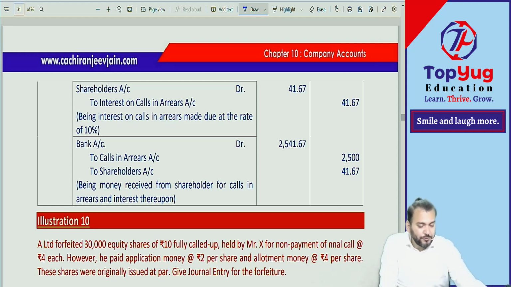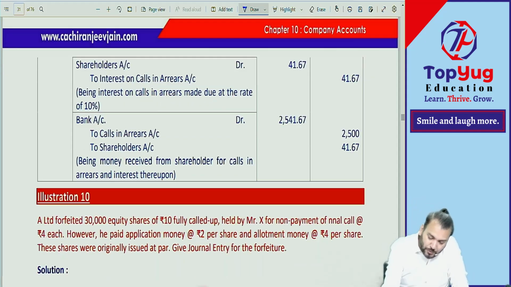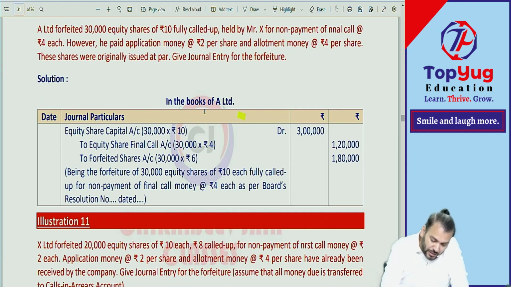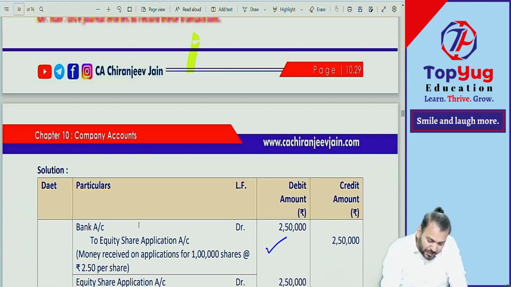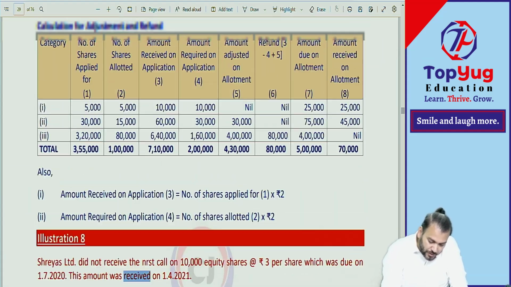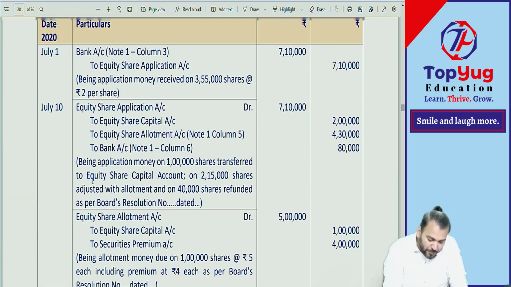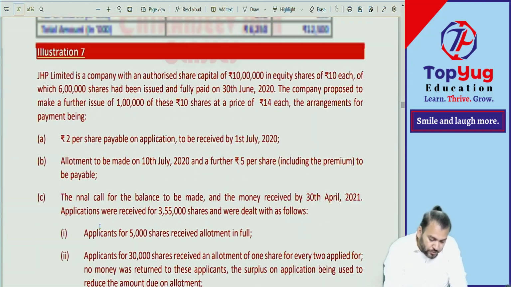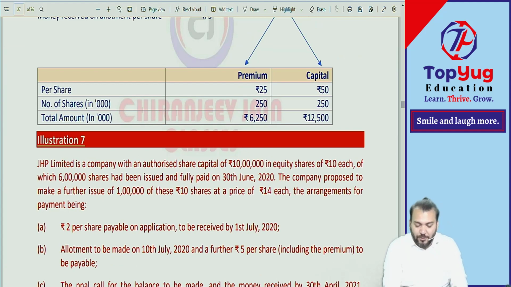Up to this, any doubt? Up to which question? Illustration number, leaving one question, you can attempt every question now. Leave this question, up to question number 1 to 6, you do. Illustration number 1 to 6 is homework. But today this much only. Only one small concept is left, about pro rata allotment, that I don't want to take right now. That we'll discuss tomorrow. Okay.